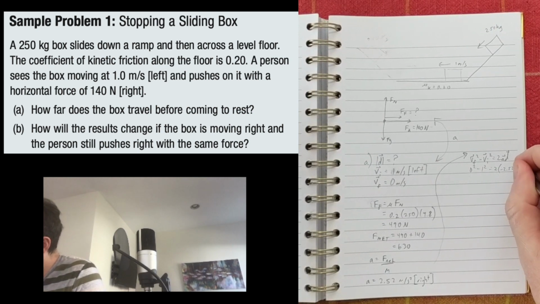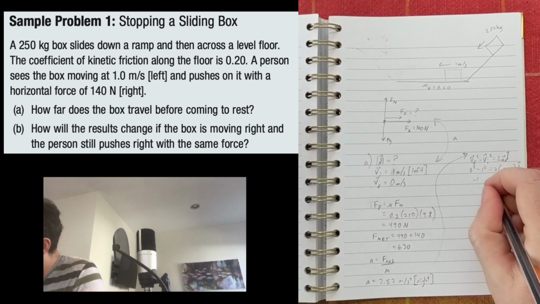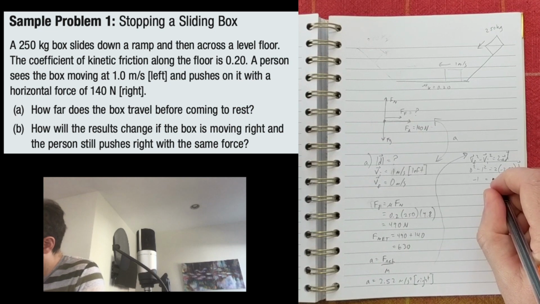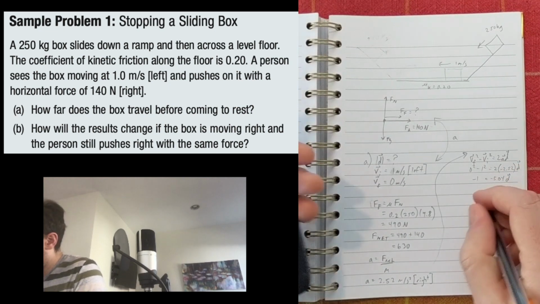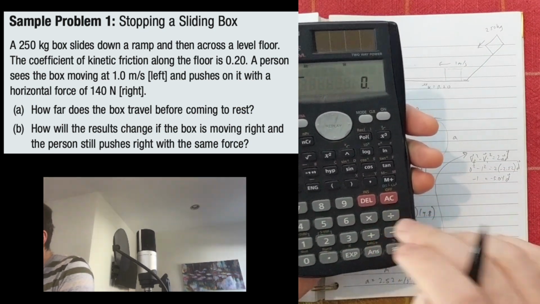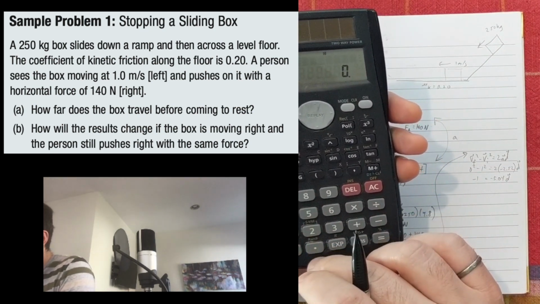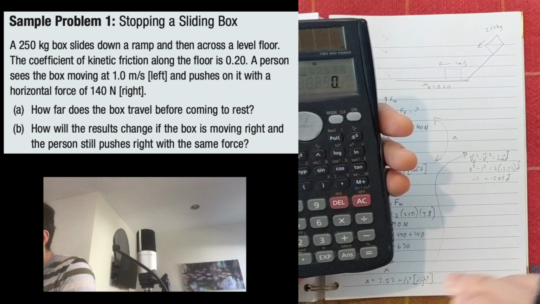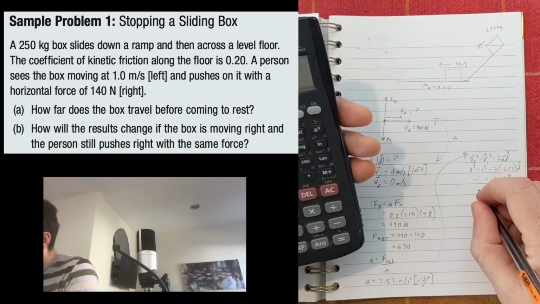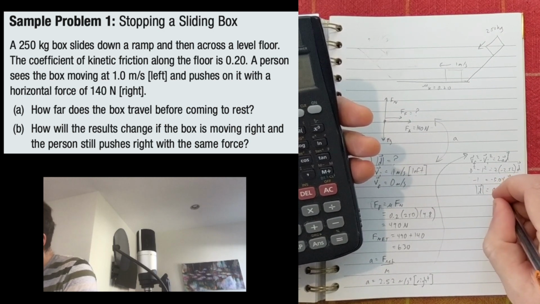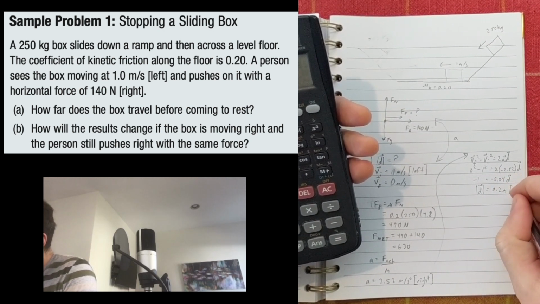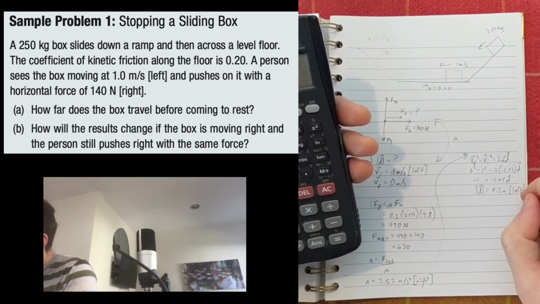So then times d. Okay, so negative 1 equals, this is going to be a negative 5.04 times d, and then just divide them. So forget about the negatives. 1 divided by 5.04. Okay, so we have about 0.2 meters to the left.